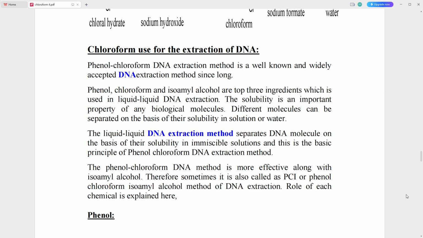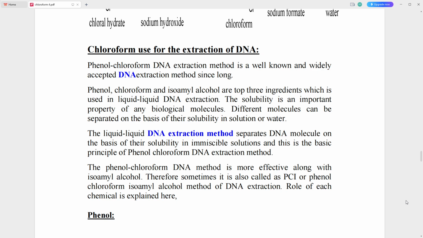The phenol-chloroform DNA extraction method is a well-known and widely accepted DNA extraction method since long. Phenol, chloroform and isoamyl alcohol are the top 3 ingredients used in liquid DNA extraction. The solubility is an important property of any biological molecule. Different molecules can be separated on the basis of their solubility in solution or water. The liquid DNA extraction method separates DNA molecules on the basis of their solubility in immiscible solutions, and this is the basic principle of the phenol-chloroform DNA extraction method.